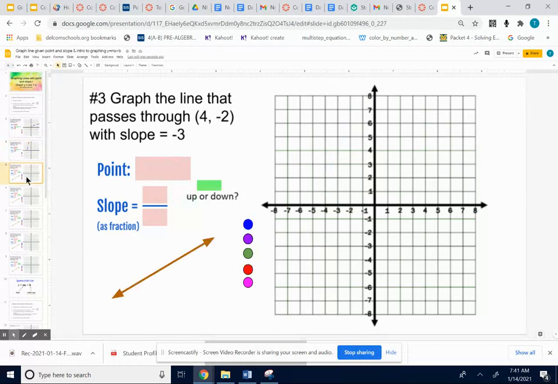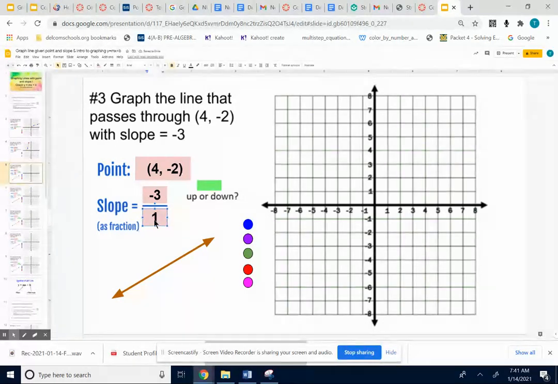Okay, why don't you do problem 3 on your own? Pause the video just for a second, try it on your own, and then unpause it and see if you got it right. Okay, so we want to start at point 4, -2. And then we want to use the slope -3 as a fraction. Okay, so I'm going to stick a 1 underneath the -3 to turn it into a fraction.